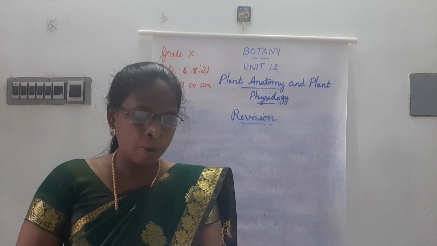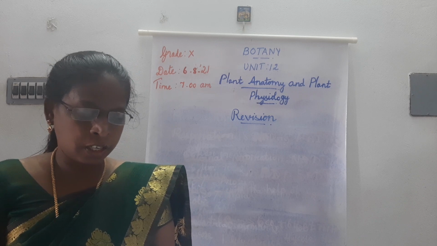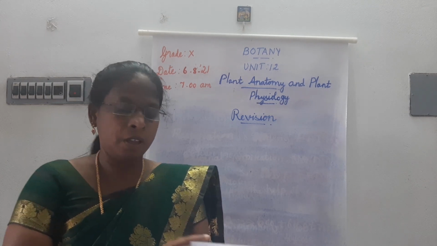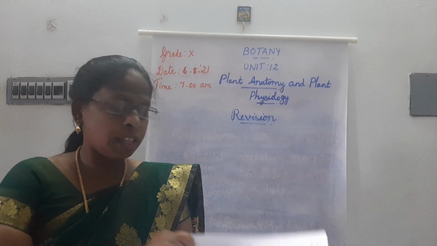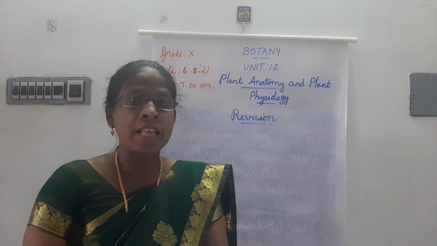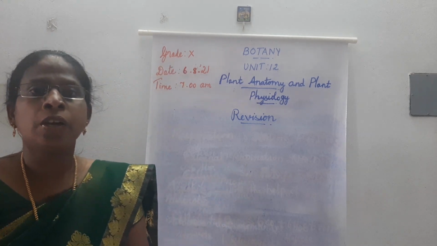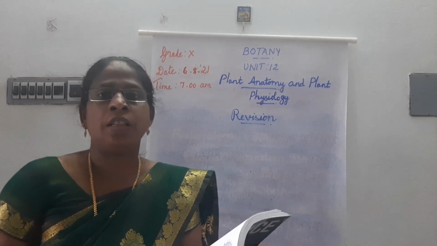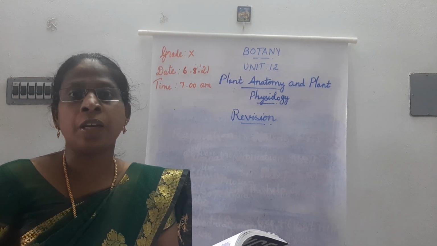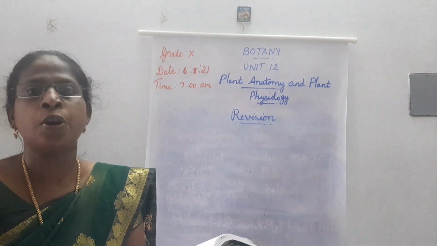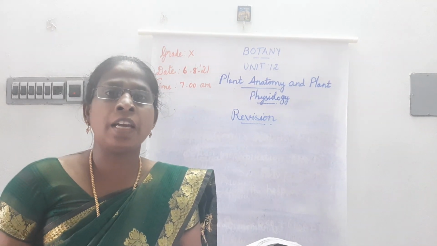Next, Roman letter 6, short answer question: give an account of the vascular bundle of dicot stem. What is the type of vascular bundle of dicot stem? The vascular bundles are conjoined, collateral, endarch and open. The important one is conjoined. Conjoined means the xylem and the phloem are arranged in the same radius.